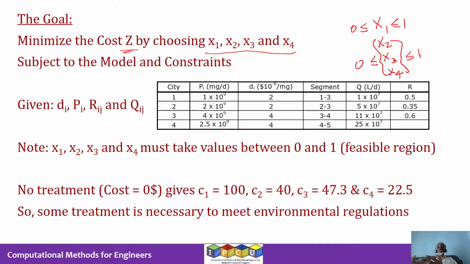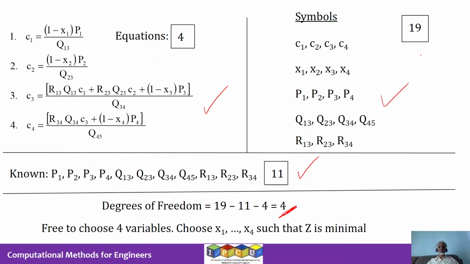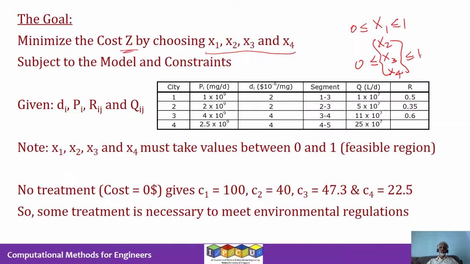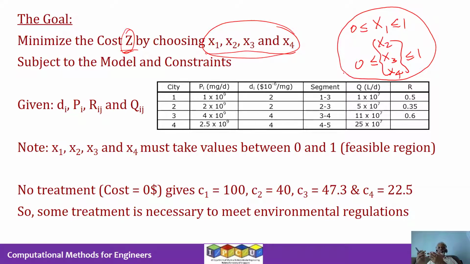And C1, C2, C3, C4, as calculated by these equations that you see here, the C's should also be less than or equal to 20. So minimize the cost Z by suitably choosing x1, x2, x3, and x4 values such that they are all between 0 and 1, and the constraints in terms of concentration are met. And of course, the expressions for C1, C2, C3, and C4 implement the model, right? They encapsulate the model. That means they encapsulate the material balance for the system.